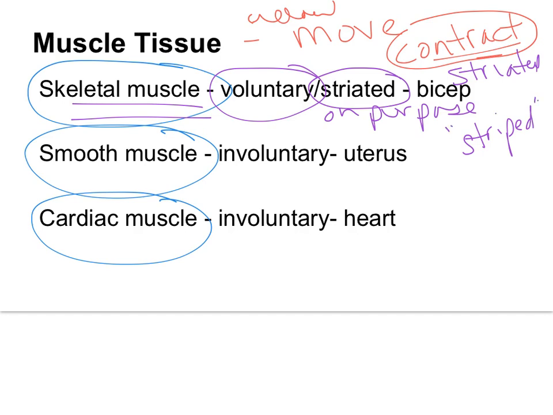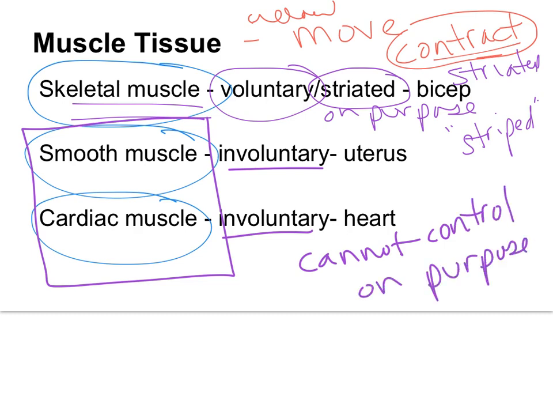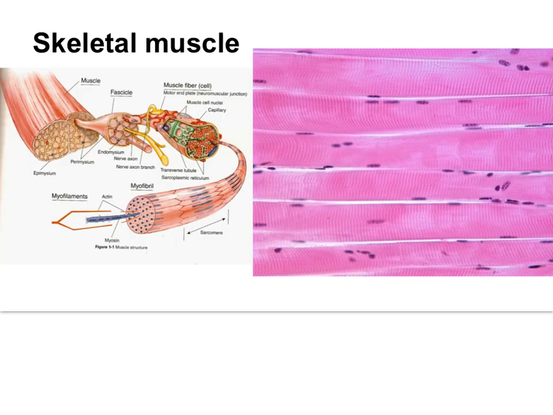Kind of looks striped. In contrast, smooth muscle and cardiac muscle are what we call involuntary. That means that you cannot control them on purpose. So you can't make your heart speed up or slow down. And you can't contract your uterus if you're a woman on purpose or not. So these are what we call involuntary, and that is an important category with voluntary. So we're going to start with skeletal muscle first.